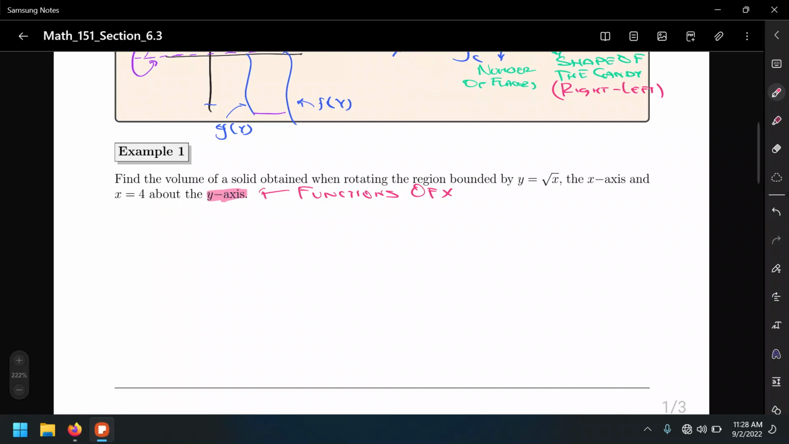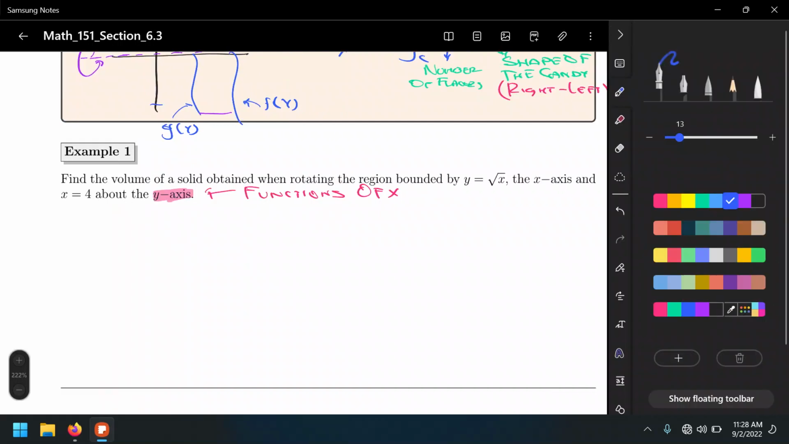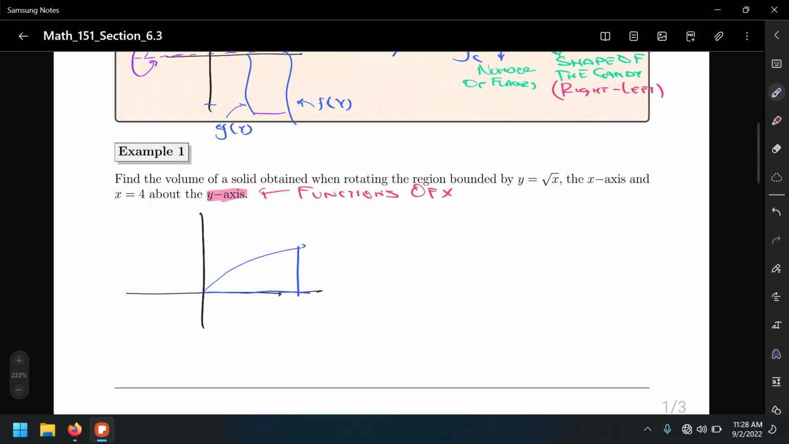Alright, so let's draw the graph. So we have the square root of x. What else? The x-axis and x equals 4. Now, they're telling us that the rotation is going to go about the y-axis, and we're going to do that. So, this axis of rotation, think of it as a mirror, and that should give us the following picture.